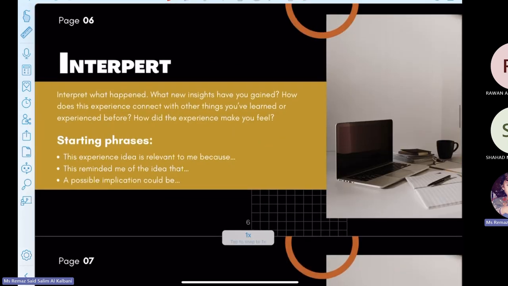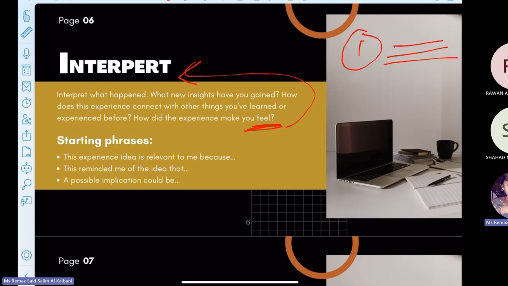In the second part, okay, you will interpret. Interpret what happened. What new insight you have gained. How does the experience connect with other things you have learned or experienced before? Did you see something similar before? If yes, well, you need to write this. Explain it a little bit. Okay? How did the experience make you feel? So you connect your feelings in the second part. So the first part you will describe what happened, what you heard, what you learned. And in the second part, you will say your feelings regarding this experience. How does the experience make you feel?